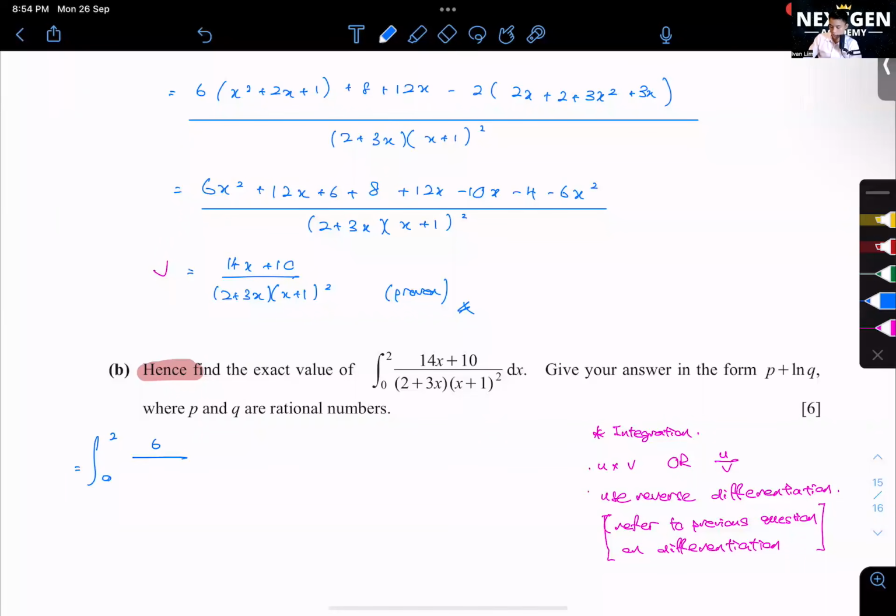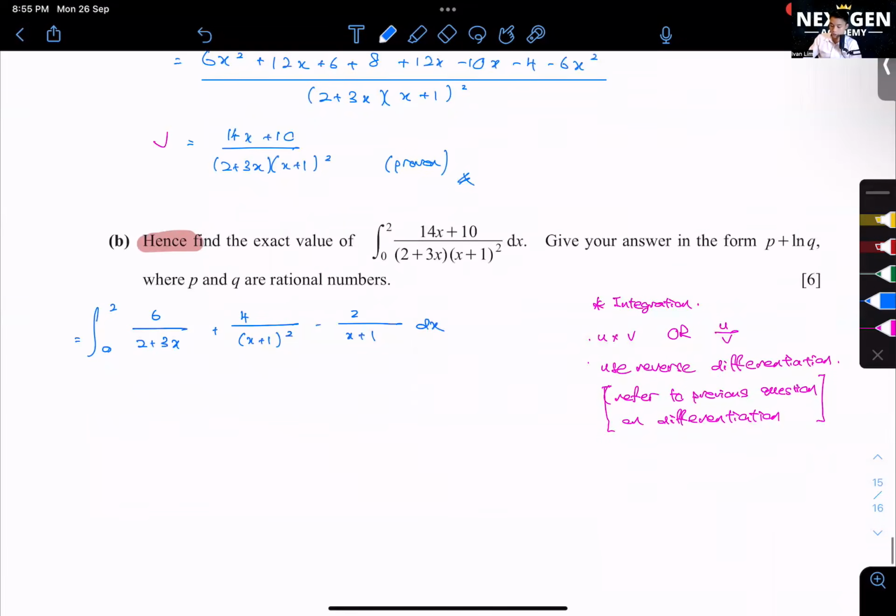So 6 over 2 plus 3x plus 4 over x plus 1 square minus 2 over x plus 1 dx. Then we slowly integrate one by one, and be careful when you integrate this. So this one you get 2 ln(2 plus 3x) minus 4 over x plus 1 minus 2 ln(x plus 1), from 0 to 2.